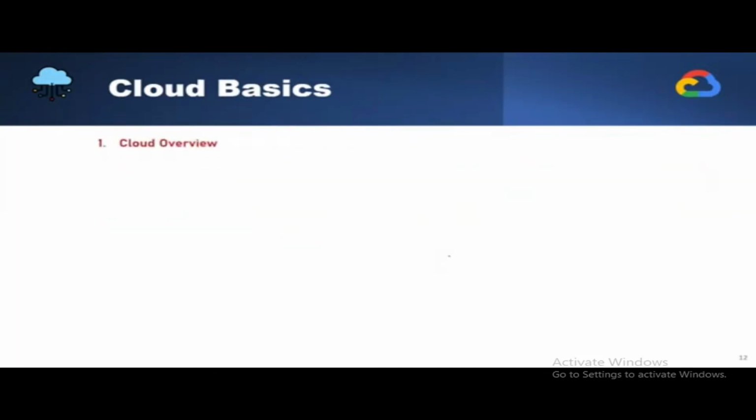Data engineering, Cloud Basics. First thing, we are going to see the cloud overview. Tomorrow's topic is why we need the cloud platform and what is the difference between on-premises versus cloud. With a real world example, I'm going to tell you what this on-premises working culture is.